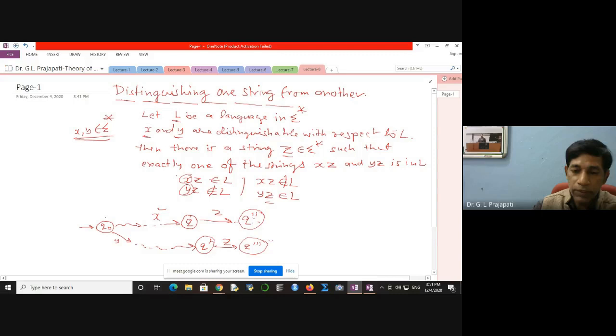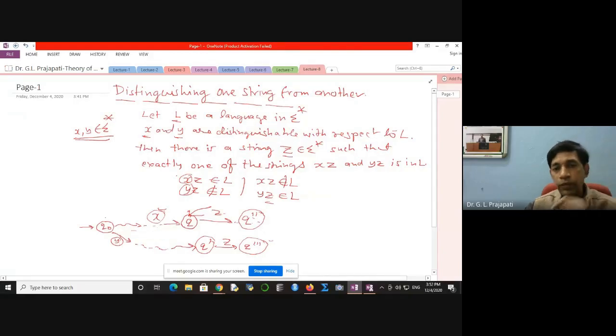If this is the final state, then xz will be in the L. If this is the final state, then yz will be in the L. So this is the condition. If your FA goes to different places, it means x and y are distinguishable, then your FA must go to different places. If your FA is not going to different places, this means you don't want to distinguish the strings; your FA doesn't want to distinguish the strings x and y.